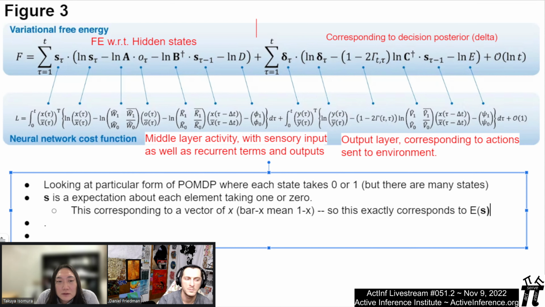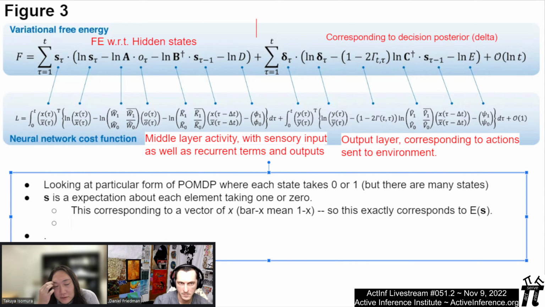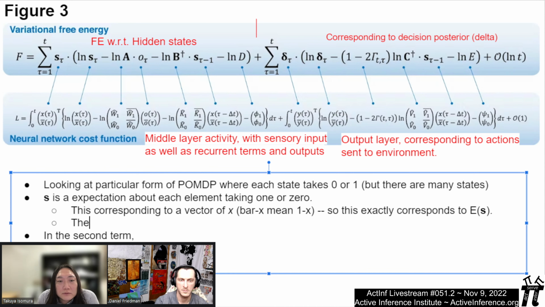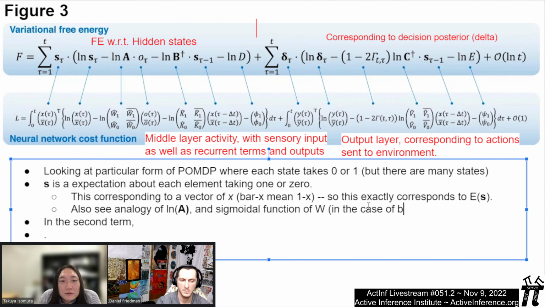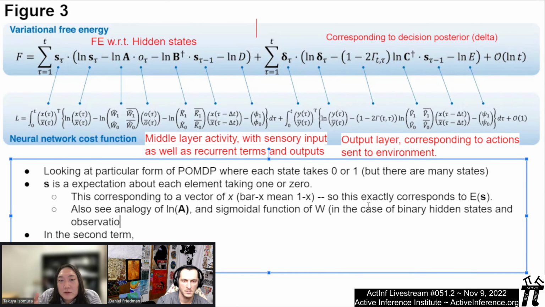And this correspondence is also observed in the second term. Here, log S corresponds to log X, and also log A corresponds to the block matrix of log W. Here, W hat indicates the sigmoidal function of W, and its bar means 1 minus the sigmoidal function of W. Because we now consider binary hidden state and binary observation, the likelihood mapping from hidden state to observation is expressed as a block matrix, which exactly corresponds to the block matrix shown in the bottom of this figure.